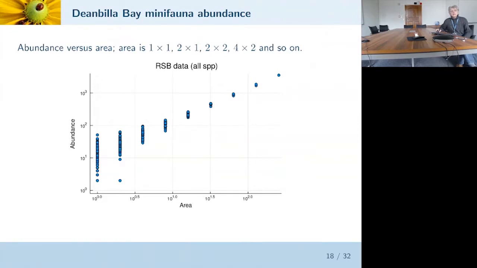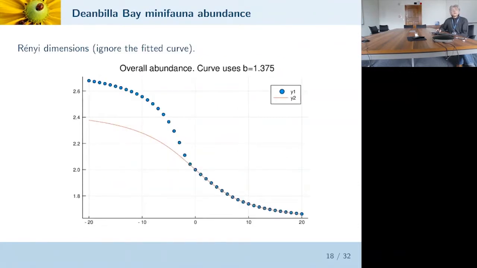And what is characteristic of this is that as the component tiles in your tessellation become very small, then the spread is wider. And so you get this triangular shape in a log-log plot. So this is the overall abundance, and now we fit it only for positive Q, and we get a B of 1.375.